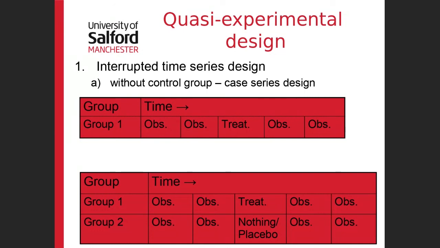Now we can do that with or without the control group. So the second box there shows with a control group who don't get treatment. But as I said, with the quasi-experimental design, we're not randomly allocating people into a control and an intervention group. So whilst there are two groups there, we wouldn't be able to randomly select people to go into group 1 or group 2. They would get put in because they're going to experience or receive the treatment anyway.